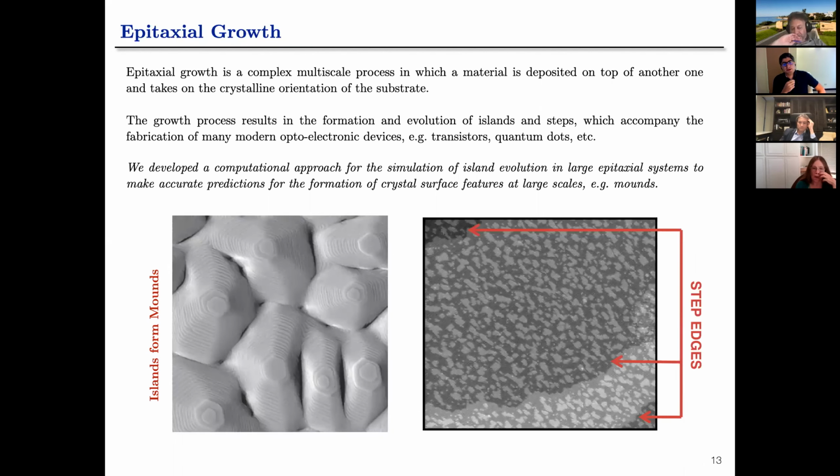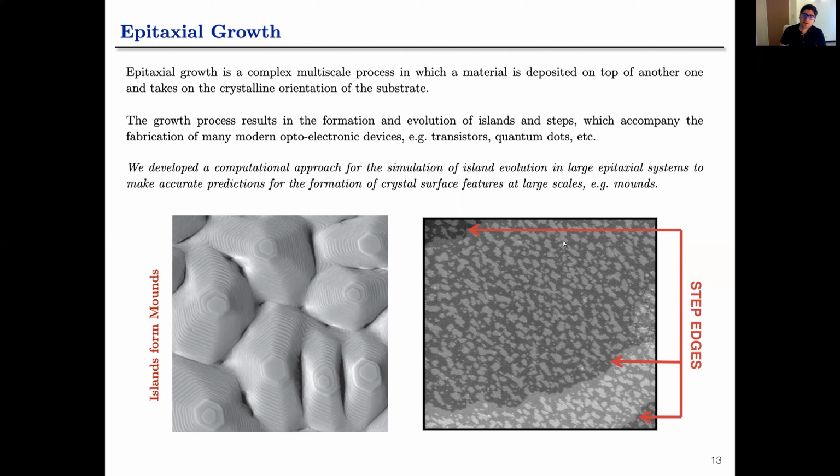Epitaxial growth is basically when you are depositing some atoms on a substrate, and these atoms then find each other to form islands, and these islands can have different morphologies. For example, you can have these mounds in this case. Every disk that you see here is an island, and they can be put on top of each other, which gives you these mounds. Or you could have some bigger things like steps and step edges. Different morphologies can happen. These are very important from the point of view of technological applications.